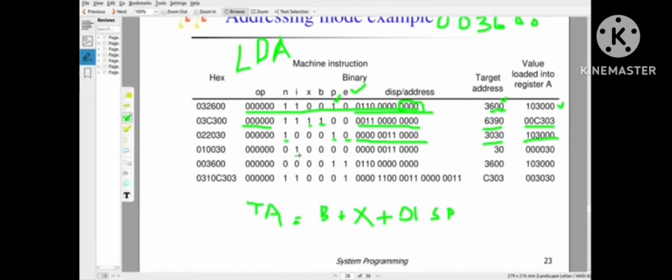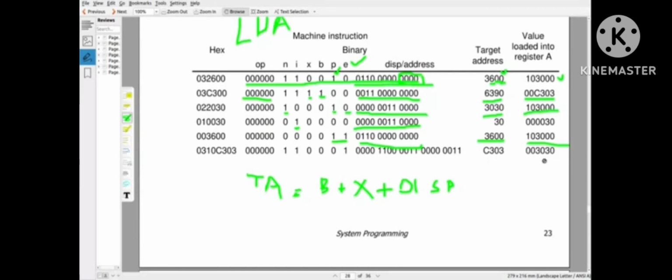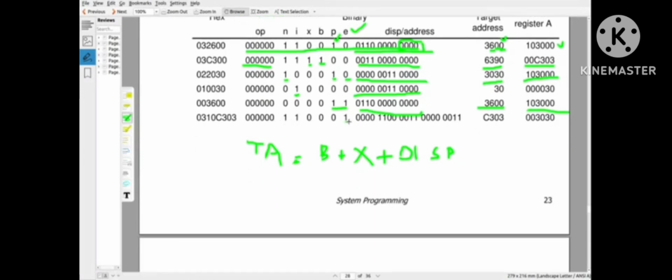Then this is, we can see that i is 1, immediate, so there is no change in that. Displacement is 30, so 30 is loaded into the accumulator. Then this is format 3 instruction with the program counter relative displacement. Since the displacement is equal to 600 and the program counter points to 3000, 3000 plus 600 is equal to 3600. So what is the value in 3600? This is the value.